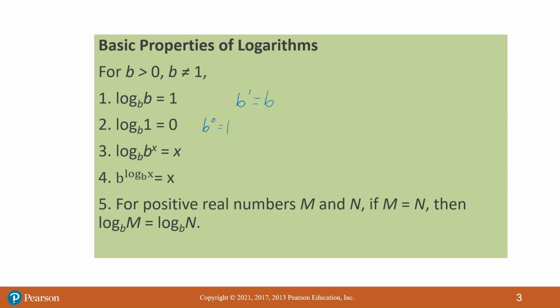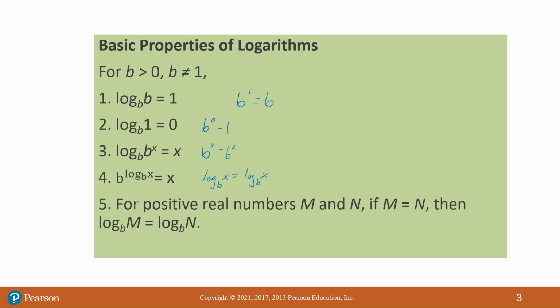Property number 3, log base b of b to the x equals x. That one holds because b to the x does equal b to the x, converting it from logarithmic form to exponential form. And then here, b raised to the log base b of x equals x. If I convert this to logarithmic form, then it essentially is the log base b of x equals the log base b of x, which is obviously true because they're both the same thing. So essentially here, the b and the log base b cancel each other out. You're left with the x.